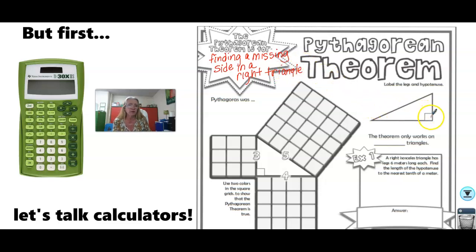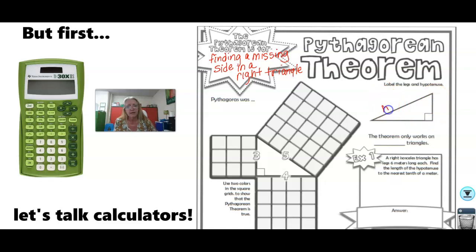Well, a right triangle is a triangle that has a right angle in it. Now, a triangle can have only one right angle. It cannot have two. But if a triangle does have a right angle in it, then it's called a right triangle, and you can use the Pythagorean theorem on it.